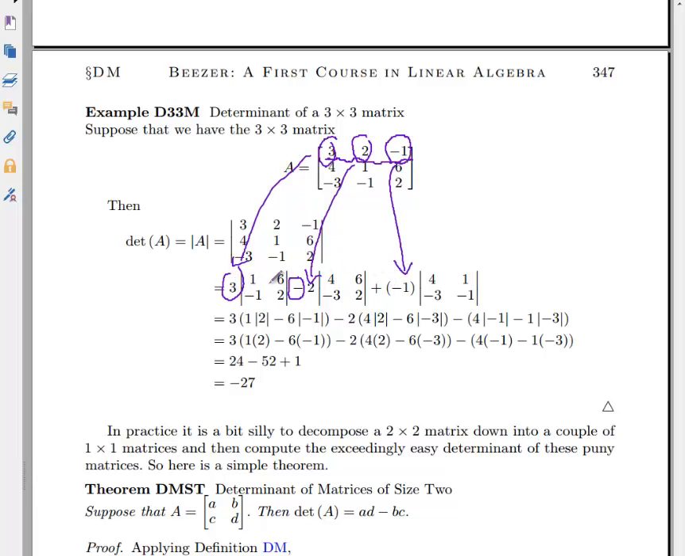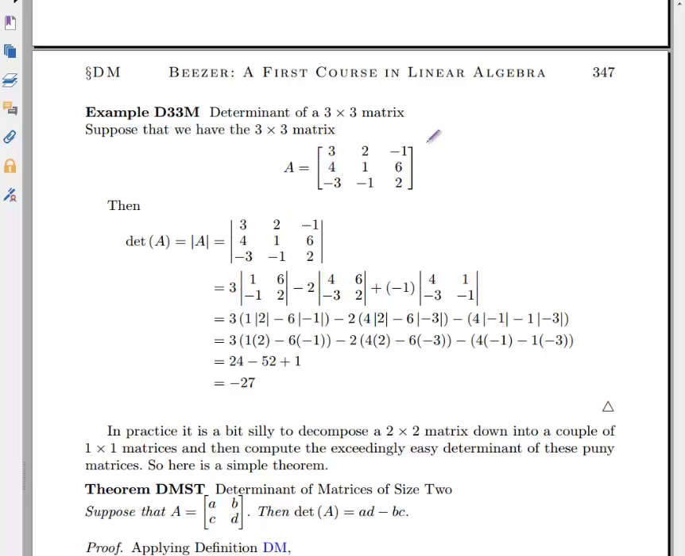Now we need to get these submatrices. How do we get them? Well, first of all, to get the first submatrix, we remember the first entry was 3. I'm going to cross out this row and column and take that submatrix. And that's exactly what I have, 1, 6, -1, 2. So that's where this comes from. This first term comes from this entry times the submatrix obtained by crossing out the row and column.